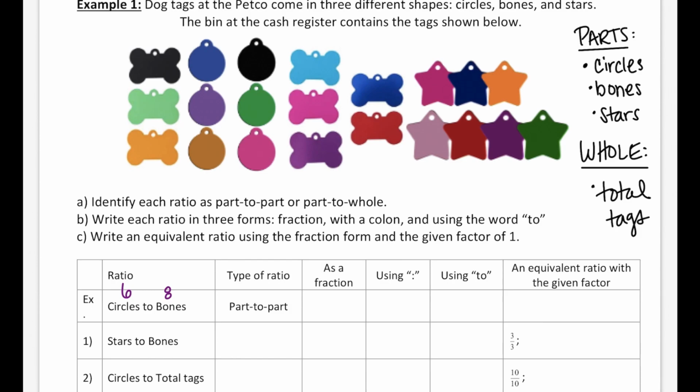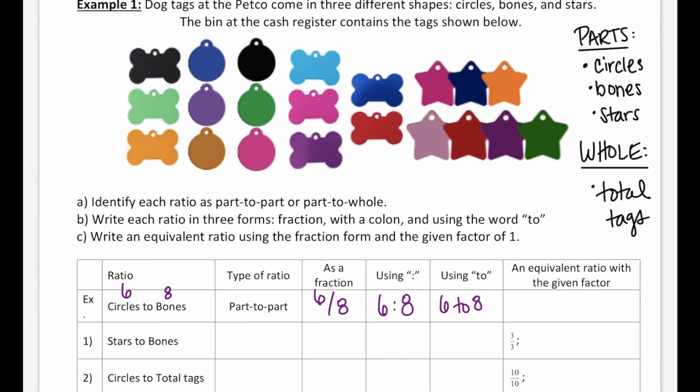So let's start with writing this as a fraction. Circles to bones as a fraction would be the fraction 6 to 8. Circles are the numerator, bones are the denominator. We always read from left to right and top to bottom. Using a colon would be the same thing, 6 to 8. And using the word to, circles to bones, 6 to 8. Simple enough.